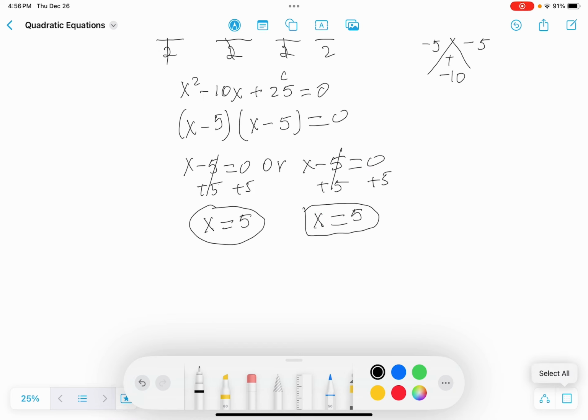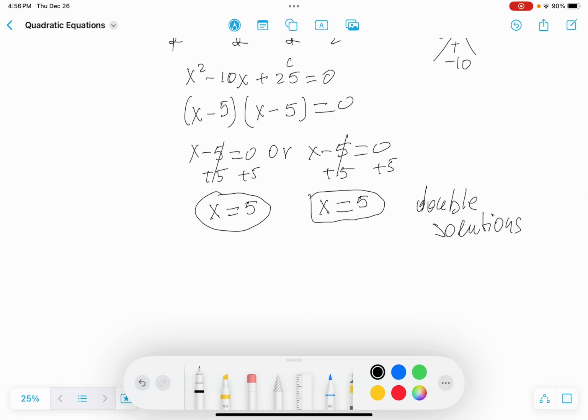This is a quadratic equation. Yes, we see that it has x squared, so we expect to have two solutions. Here you have two solutions, x equals 5 and x equals 5, but both solutions are the same. That is called a double solution. If the two solutions are the same, we call it a double solution.